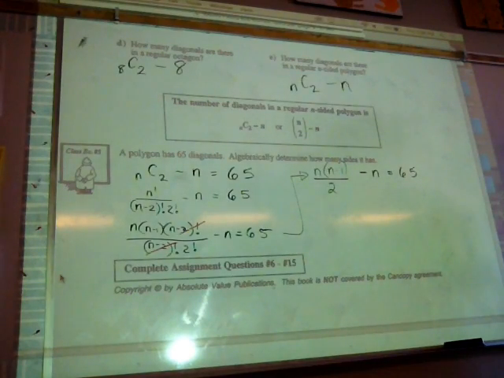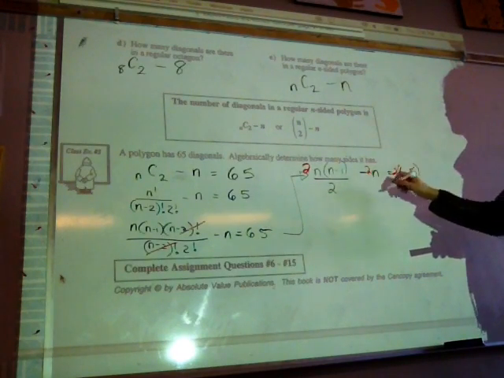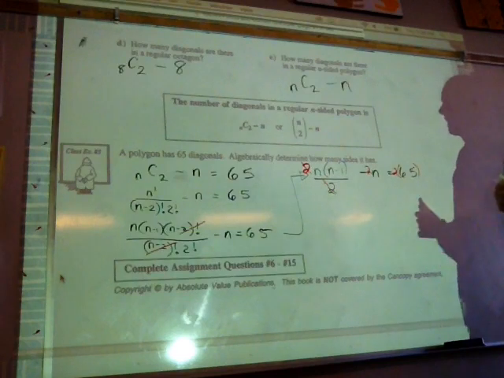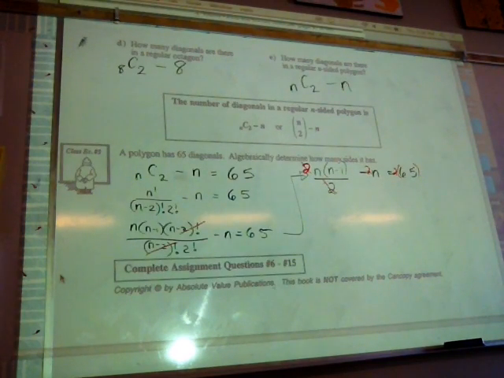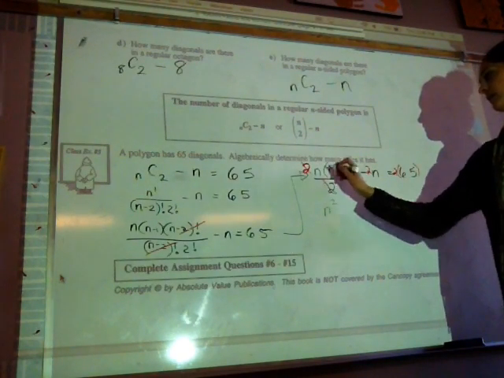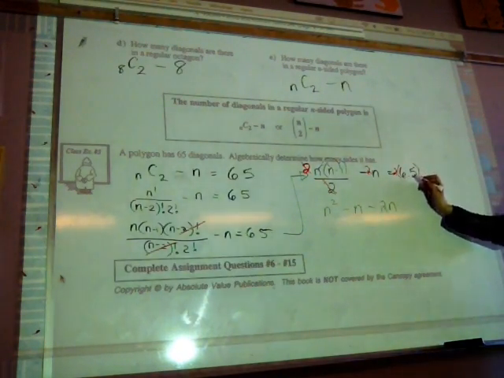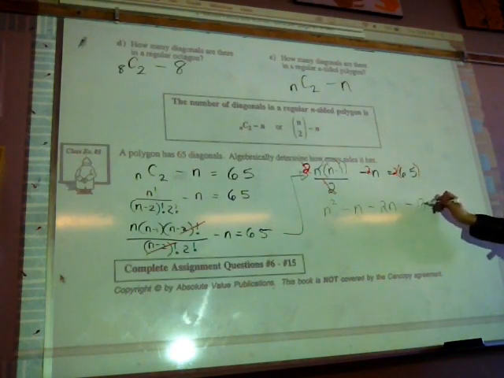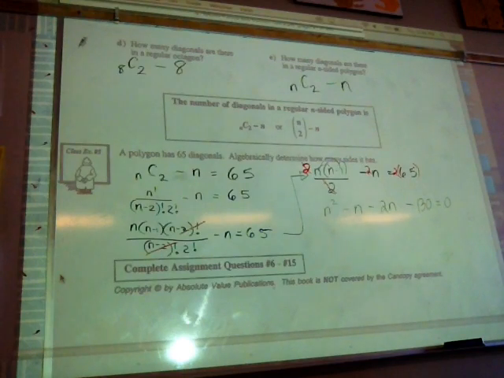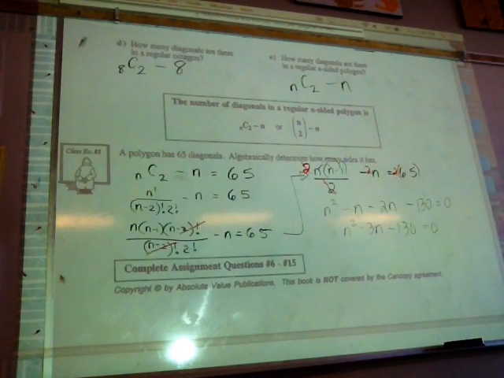So to get rid of the 2 in the denominator, we could just multiply every single term by 2. And these 2's cancel out. So now we have n squared minus n minus 2n equals 130, so we just have to subtract the 130. So n squared minus 3n minus 130 equals 0. So we need two numbers that multiply to negative 130 and add to negative 3.